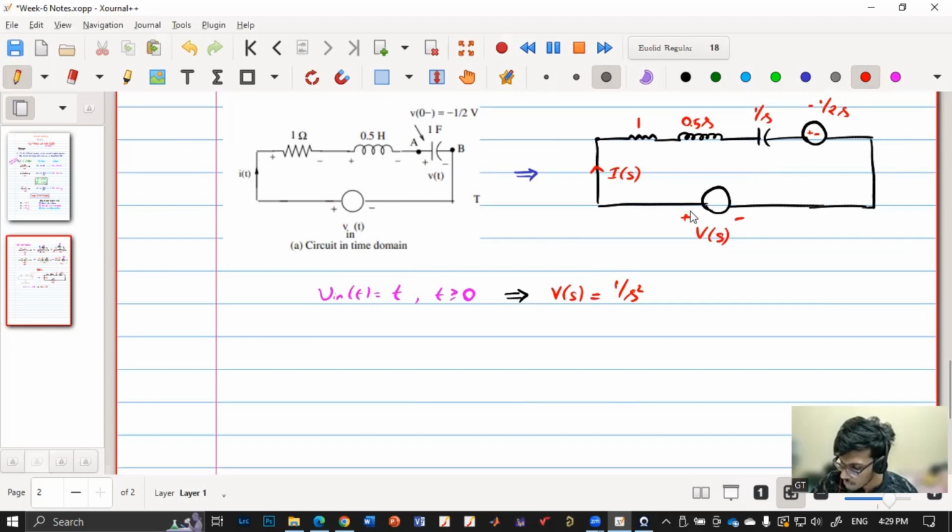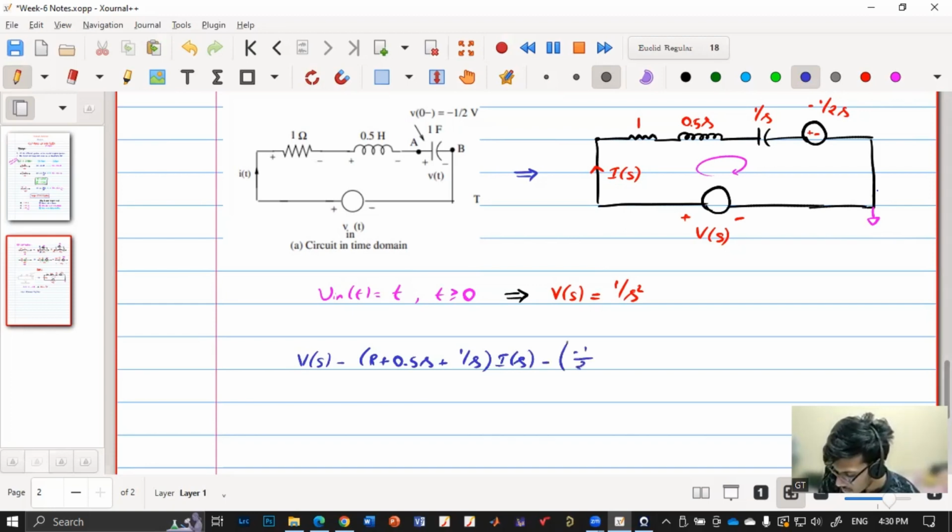Now in this problem, if I apply KVL in this loop, and if I start from this ground, I'll be getting V of S minus R plus 0.5 S plus 1 by S into I of S minus of minus 1 by 2S is equal to 0. Do you agree? Yes, sir.